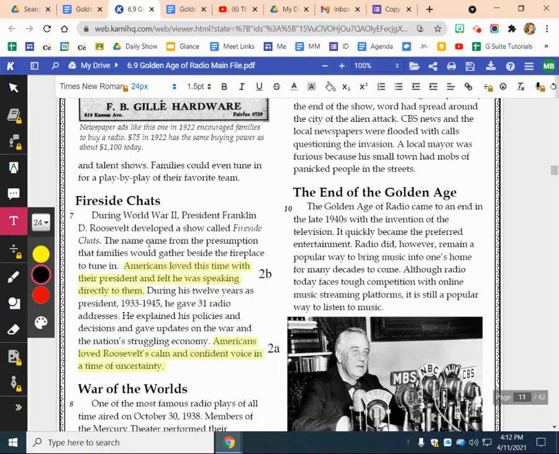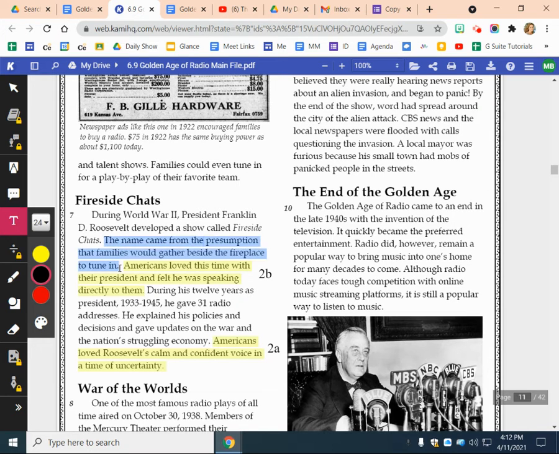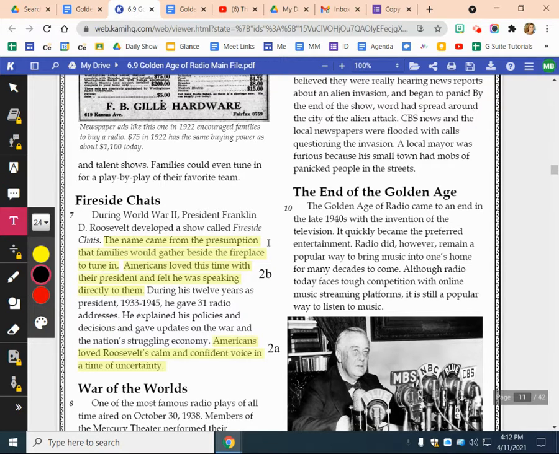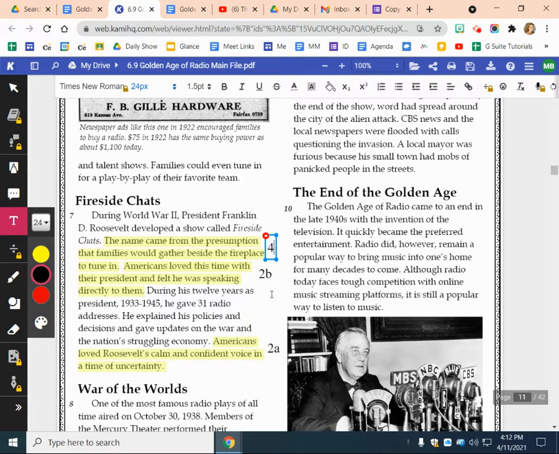So it says he developed a show called Fireside Chats. The name came from the presumption that families would gather beside the fireplace to tune in. So presumption means you just assume. He just assumed people would kind of gather around the fireplace. The fireplace really is kind of the heart of the home. So that's where families usually come together during this time period. So we're going to go ahead and highlight that yellow, and we're going to label this one number 4.